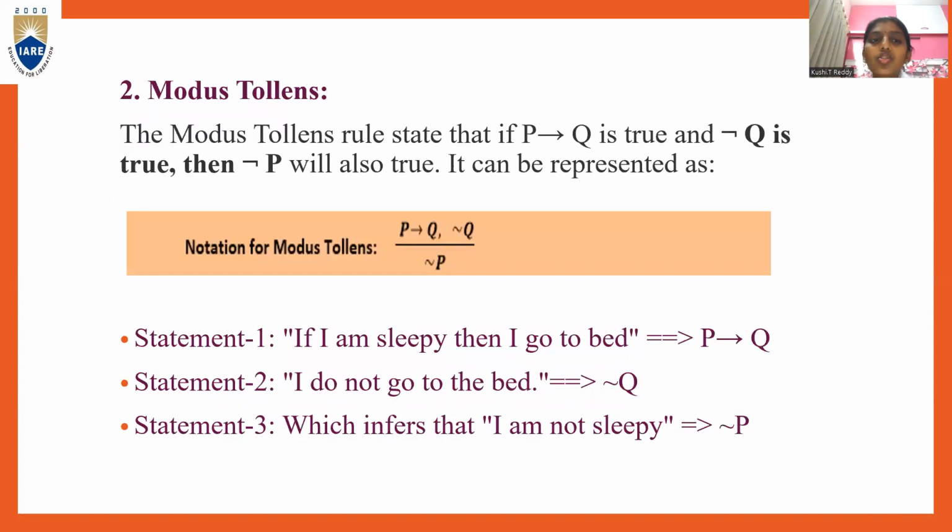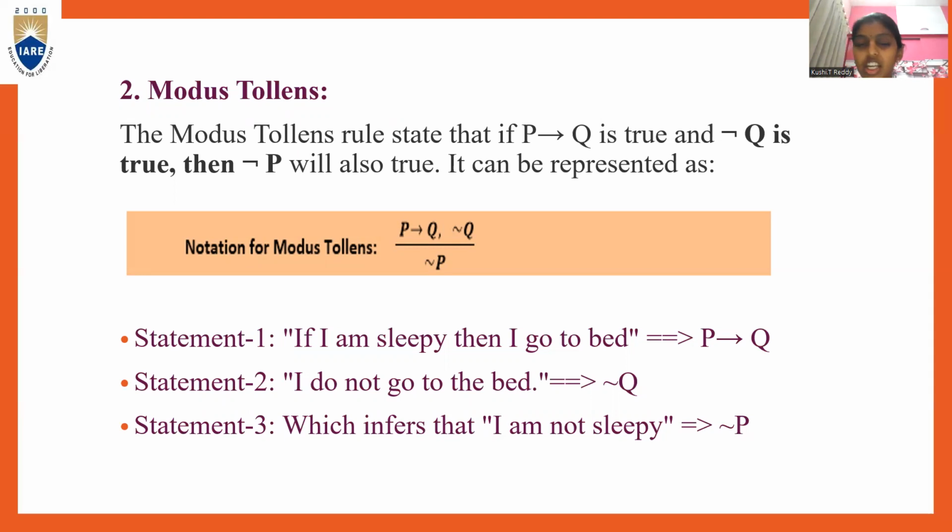Next is modus tollens. The modus tollens rule states that if P implies Q is true and negation Q is true, then negation P will also be true. So it can be represented as P implies Q, comma negation Q, therefore negation P.